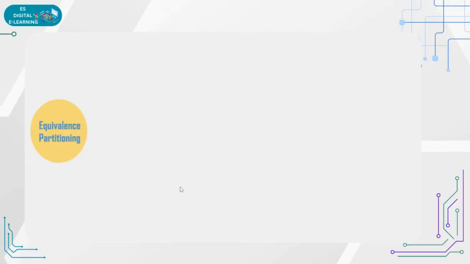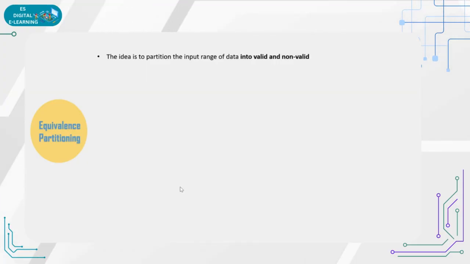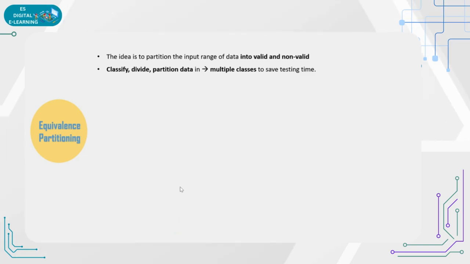Okay, whenever you get the requirement, you need to split it equally. How will you do that? As a part of partitioning, whatever the input range is, we'll make it valid and invalid: which is required, which is not required. So here: classify, divide, partition. These three points will be considered as equivalence partitioning.